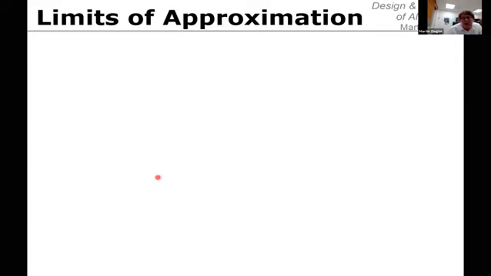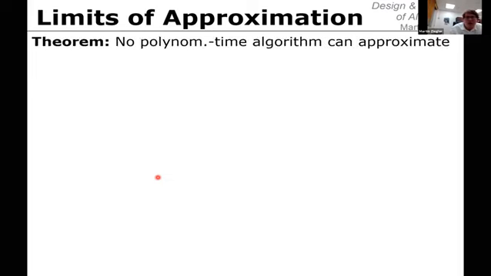But among those that cannot be solved exactly in polynomial time, some can be approximated by a constant factor, like the metric traveling salesperson problem. Some can be approximated arbitrarily well, parameterized by epsilon, such as the knapsack problem, and some cannot be approximated at all. And here we want to see such an example of a problem which cannot be approximated at all.